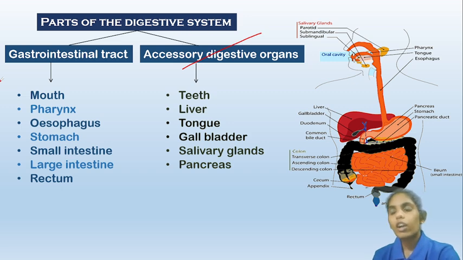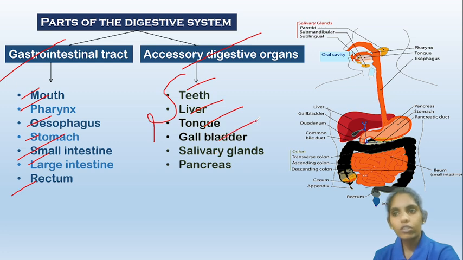So what does the gastrointestinal tract consist of? It starts from the mouth and ends at the rectum. It consists of the mouth, pharynx, esophagus, stomach, small intestine, large intestine, and finally the rectum. And the accessory digestive organs constitute the teeth, liver, tongue, gallbladder, salivary glands, and pancreas. In the gastrointestinal tract, digestion of the food will occur, whereas the accessory digestive organs will support the digestion process. So here, this is the digestive tract.